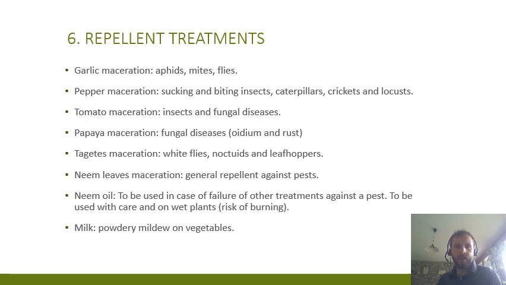So you could have garlic maceration against aphids, mites, and flies, pepper maceration, so chili maceration, tomato maceration, papaya maceration, which can be used against fungal disease. And then you can also use neem, which works against a lot of pests. And if you make neem oil, it is really efficient. It should be used carefully because then it is really like a pesticide, even if it's of a natural origin.